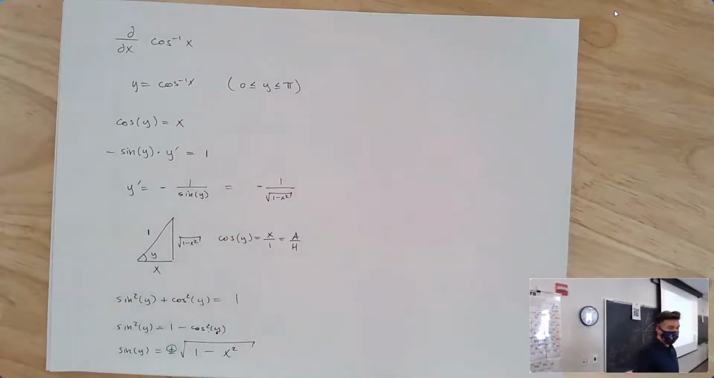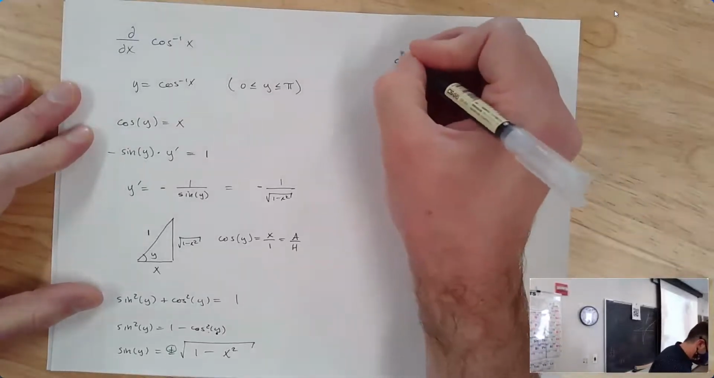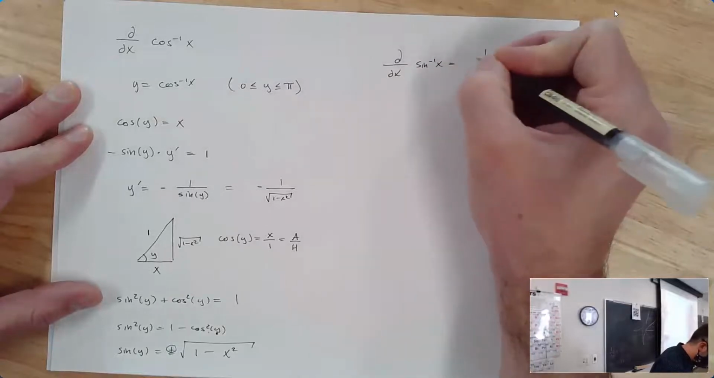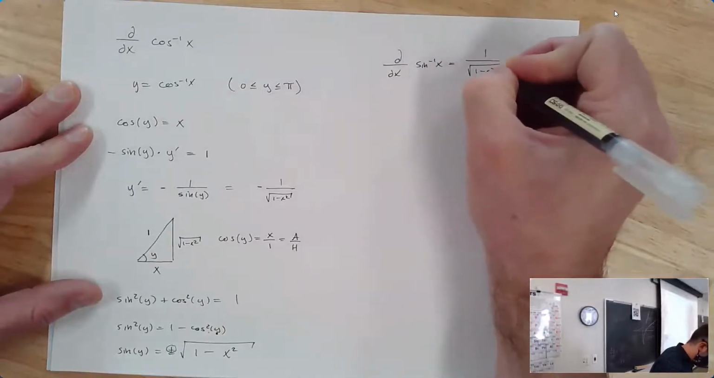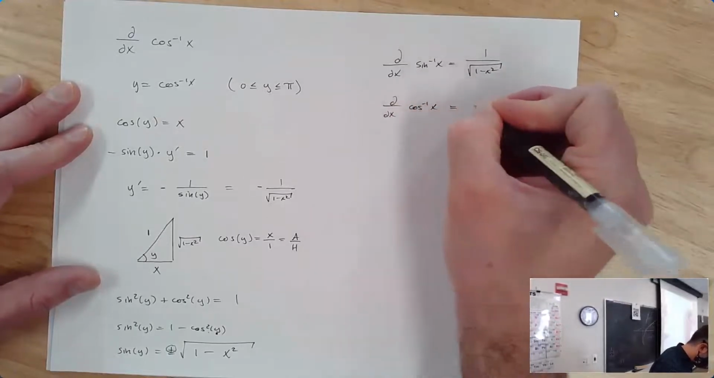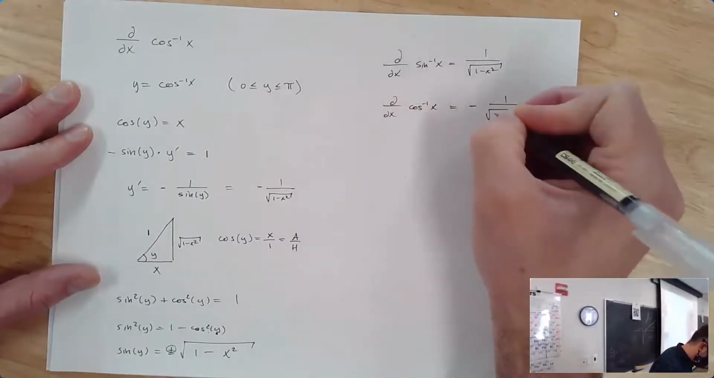So here's a nice thing to observe. The derivative of inverse sine of x is 1 over the square root of 1 minus x squared. And the derivative of inverse cosine of x is negative 1 over the square root of 1 minus x squared.